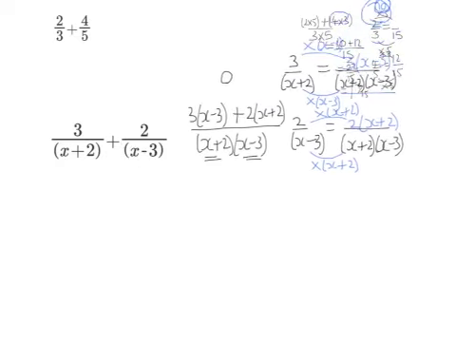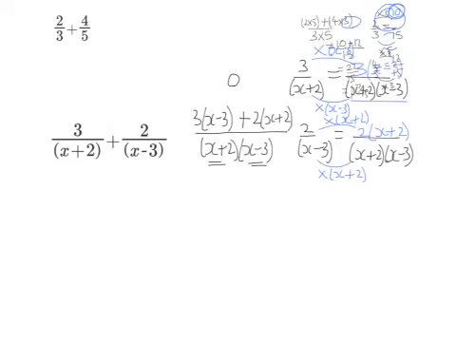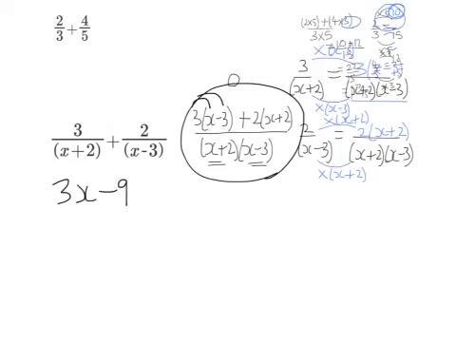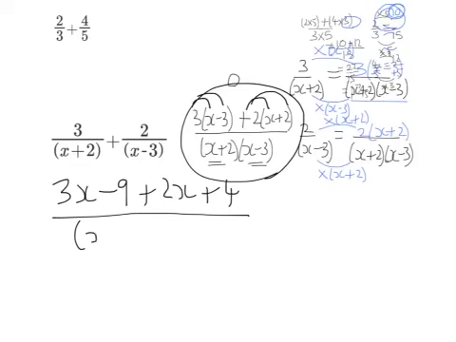Okay, let's move him up there. So I need to now simplify what I've got left. So 3 lots of x is 3x, 3 lots of minus 3 is minus 9, 2 lots of x is 2x, 2 lots of 2 is 4, so that's the top simplified. The bottom I tend, personally, to leave, all right? So I wouldn't bother doing anything with the bottom unless they asked me to.